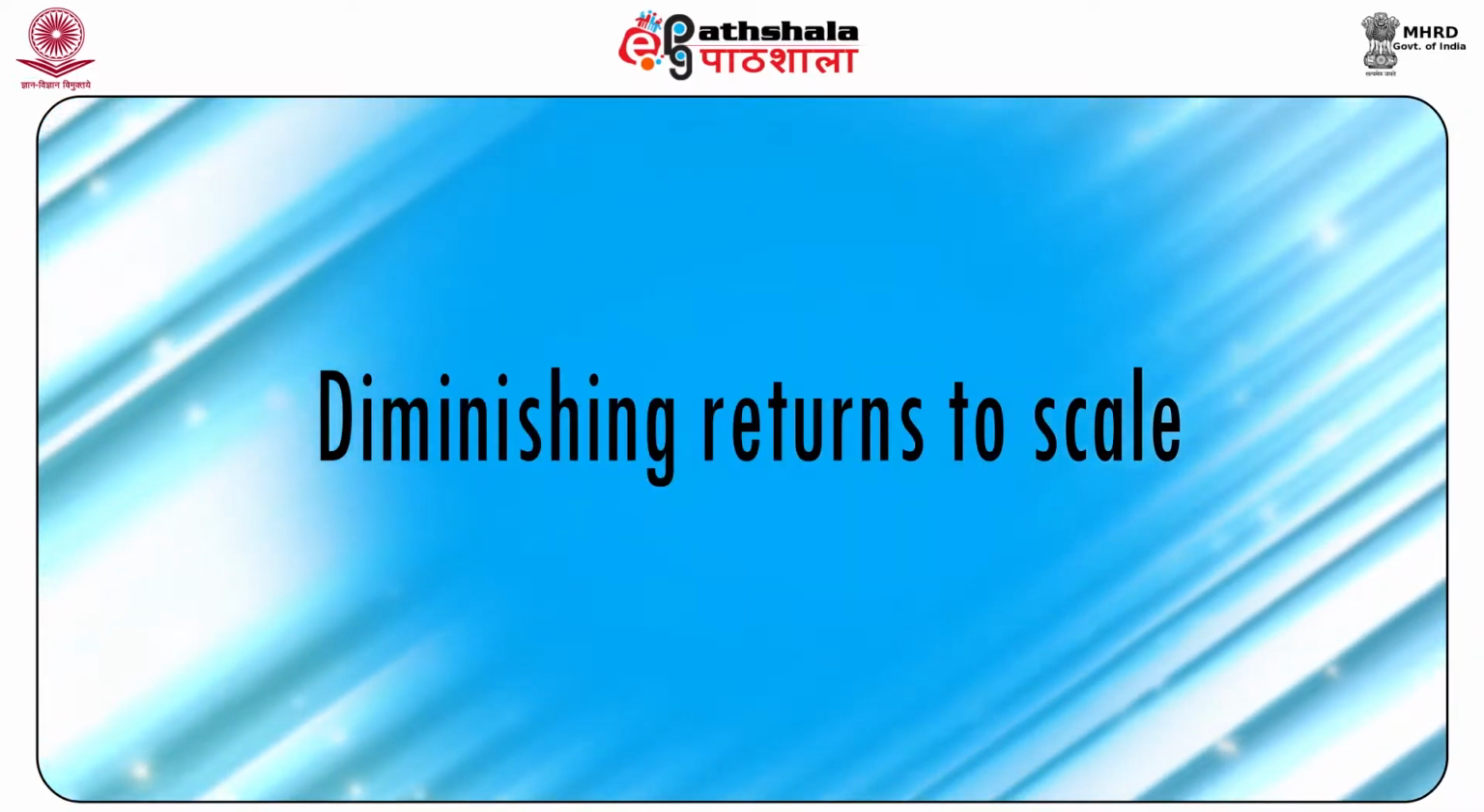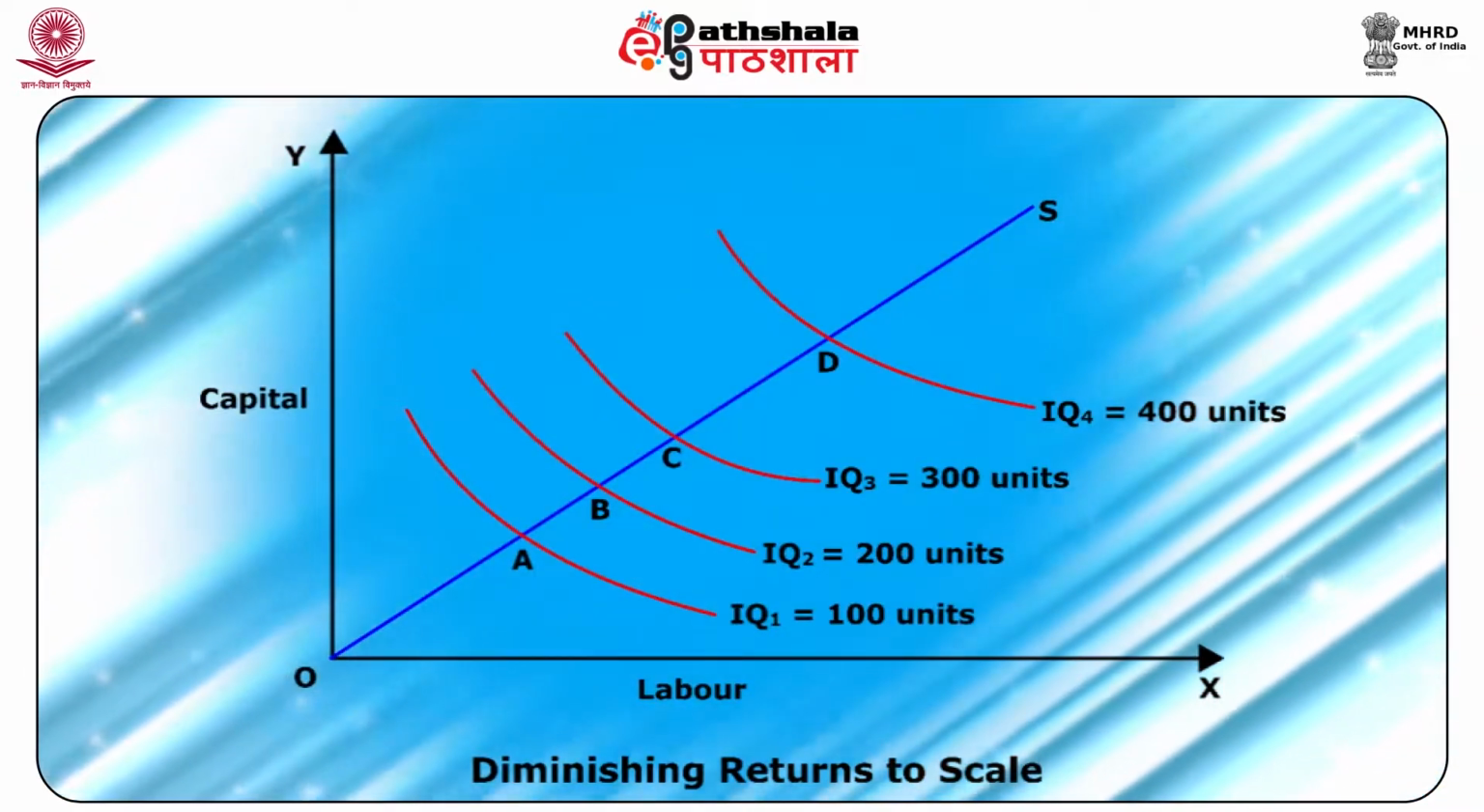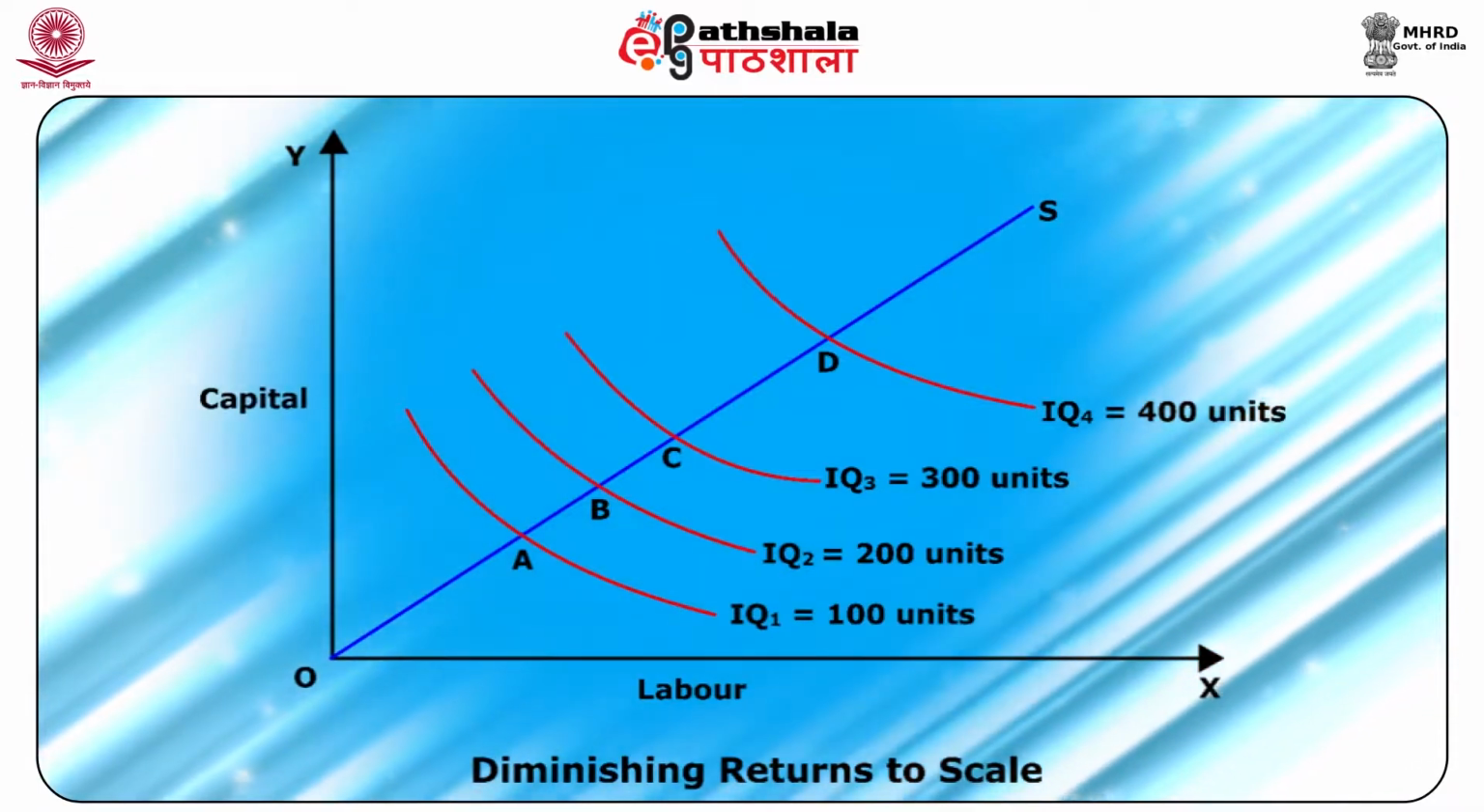Next, diminishing returns to scale. The proportion of increase in output is less than the proportion of increase in all inputs. The distance between consecutive multiple isoquants along the isocline OS increases. In case of diminishing returns to scale, it means an equal increase in output is obtained by larger and larger increments in inputs. Here, BC is greater than AB and less than CD.